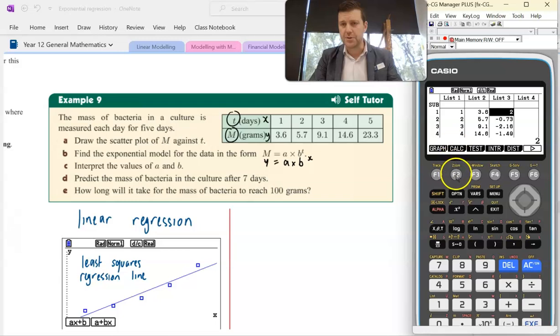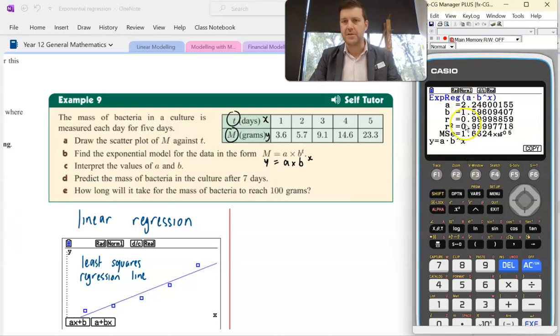From here, we go into F2 to calculate, and then we go onto F3 for regression. We're going to go across here, so F6 onto the next screen where it says exponential. If we click on that, we're looking in the form of a times b to the power of x, okay, so F2, and these are the values that I'm looking for.